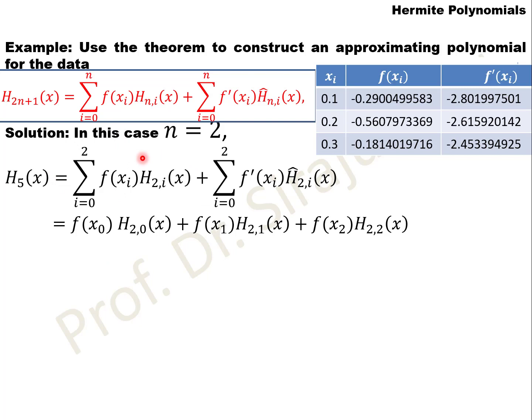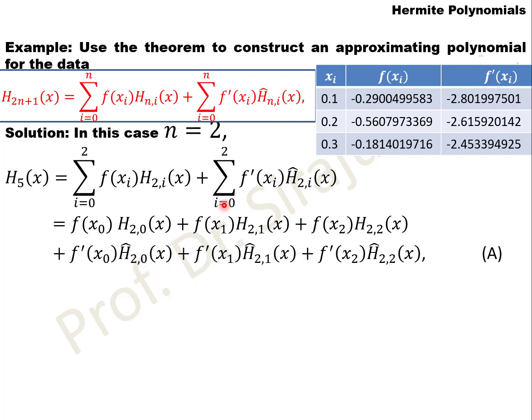Let's come to the second summation. For i is equal to 0, f prime of x0, h2,0 hat of x. This is the term. When i is equal to 1, f prime at x1, h2,1 hat of x. When i is equal to 2, f prime at x2, h2,2 hat of x. So this is the expansion of the second summation.